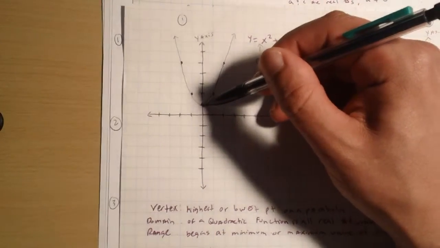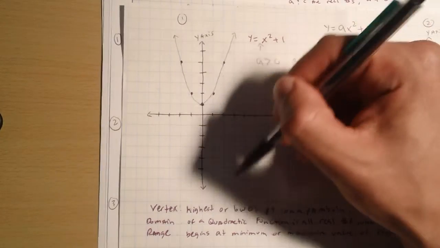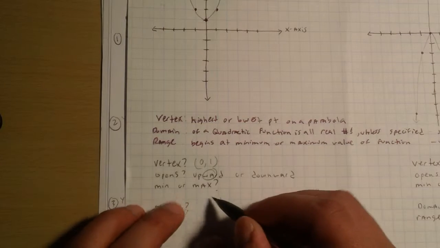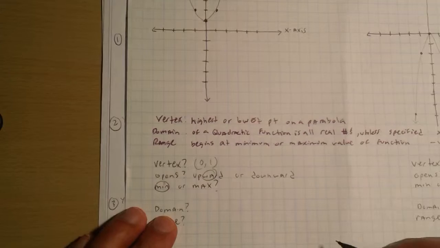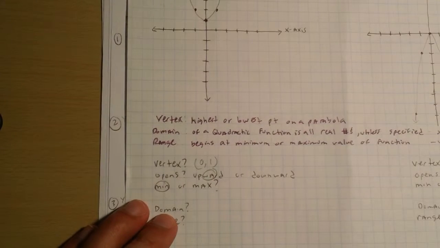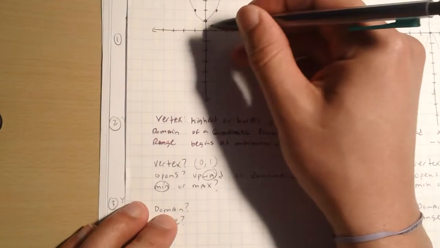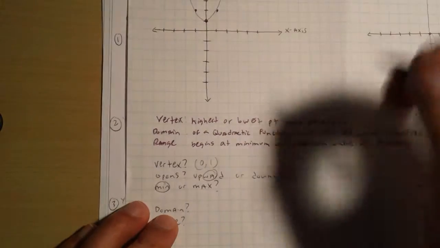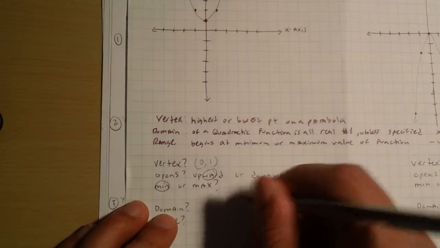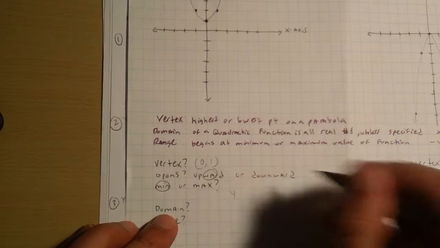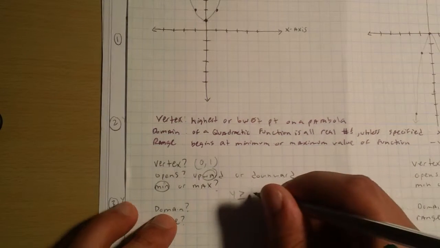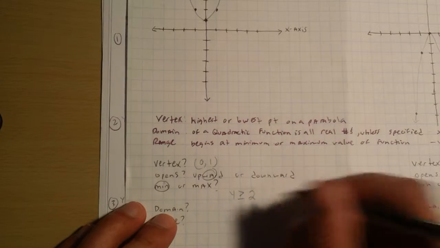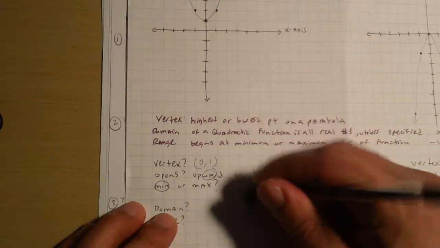Now, right here, since it's our minimum point, that means it's our lowest point in our parabola. So our min would be here. And our value here will be y is greater than or equal to 1.